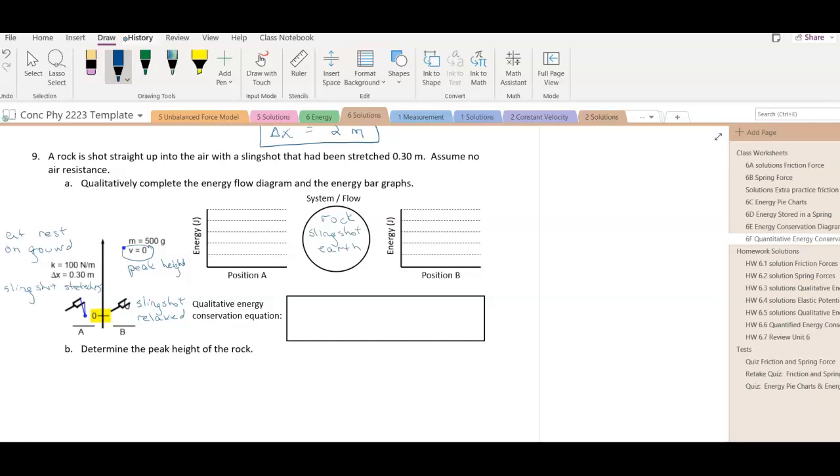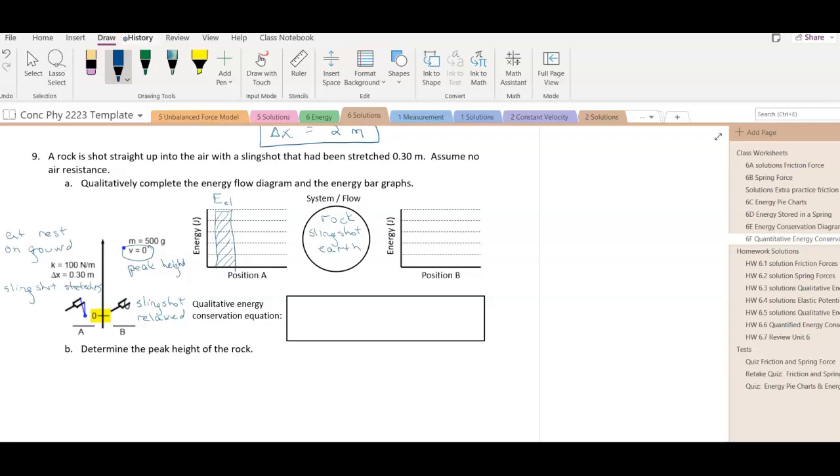Okay. At the beginning, the slingshot is stretched. And there's no EK because it's not moving. The rock's not moving. There's no EG because it's at a height of 0. So all of the energy is originally stored as elastic potential energy.